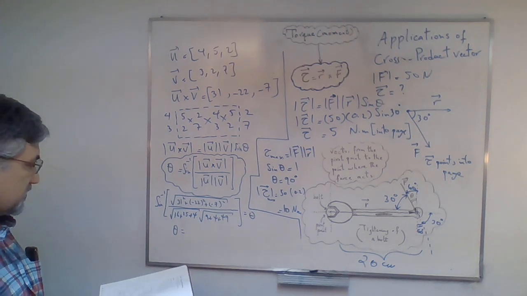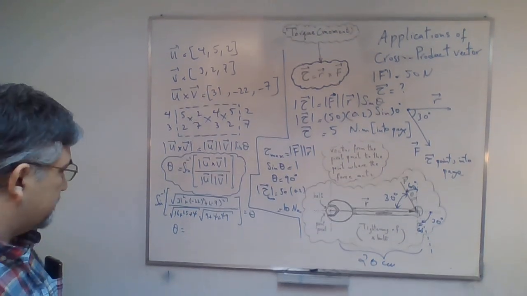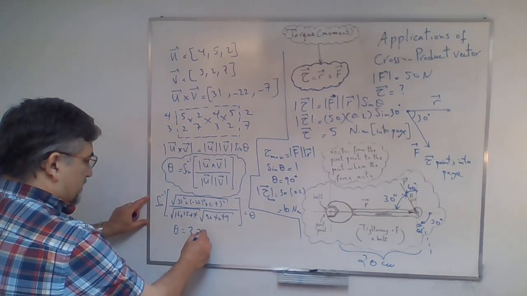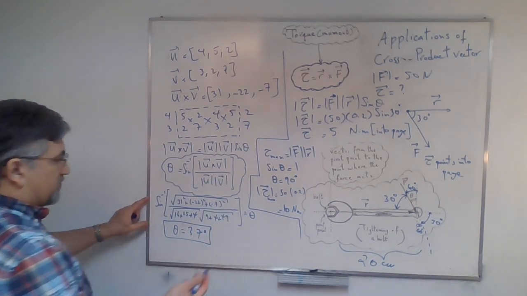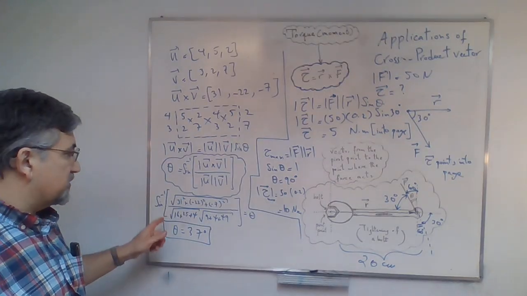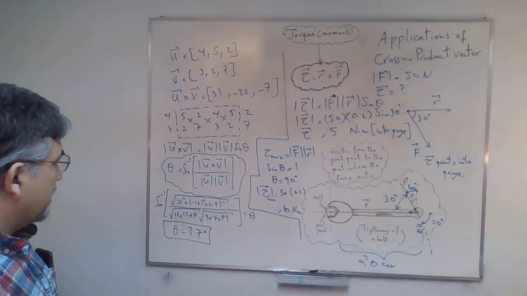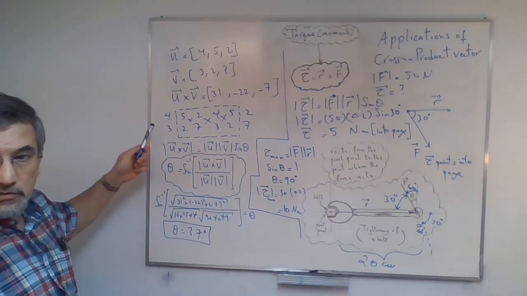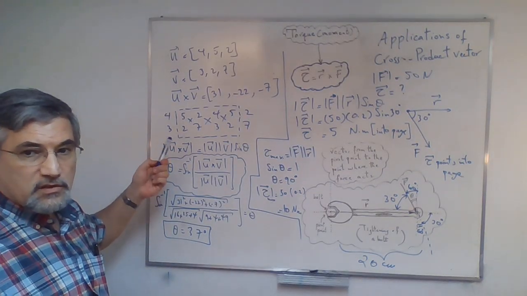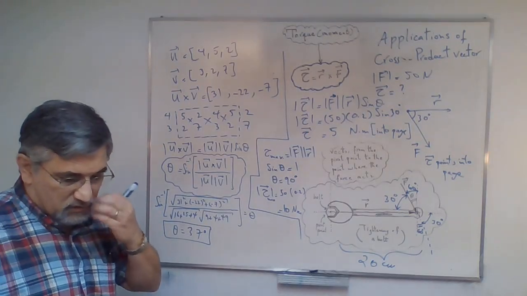And if you use a calculator, I believe you get 47 degrees. Okay, so the angle would be 37 degrees. This is how we can apply the cross product to find the angle between two three-dimensional vectors. We could have got this using the dot product as well. We could, and I suggest you try to see if you can do it.